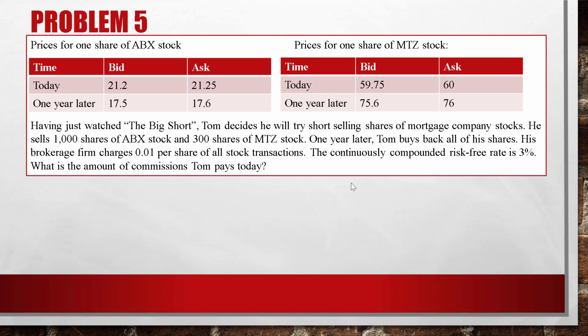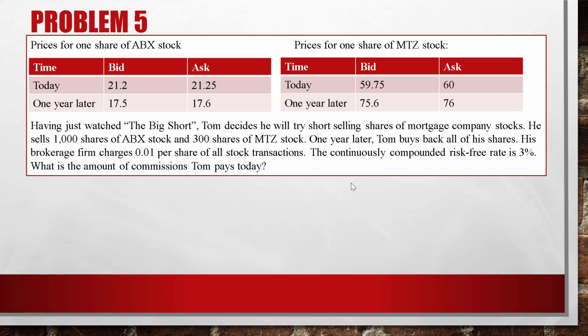Problem 5. Prices of 1 share of ABX stock is given in the first table, and the prices for 1 share of MTZ stock is given in the second table. Having just watched The Big Short, Tom decides he will try short selling shares of mortgage company stocks. He sells 1,000 shares of ABX stock and 300 shares of MTZ stock. 1 year later, Tom buys back all of his shares. His brokerage firm charges 0.01 per share of all stock transactions. The continuously compounded risk-free rate is 3%.